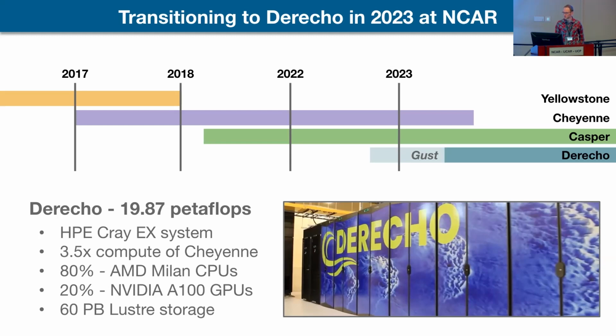But this year we're really in the midst of deploying Derecho, and we've been playing on a test system called Gust for a little while, with a kind of cheeky name there.